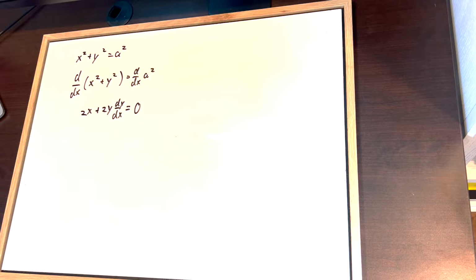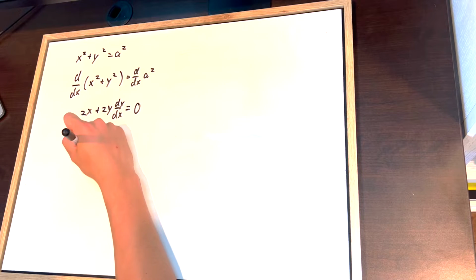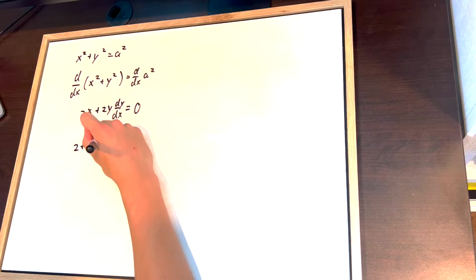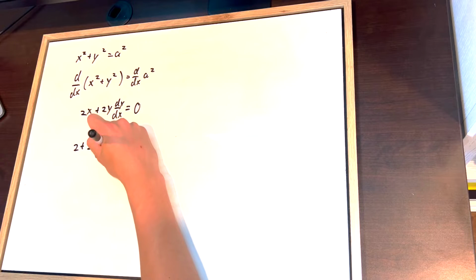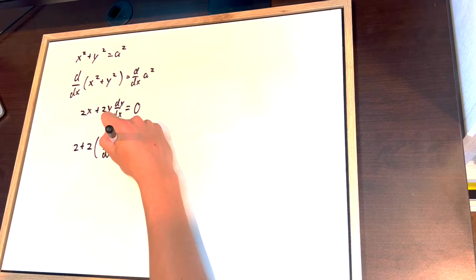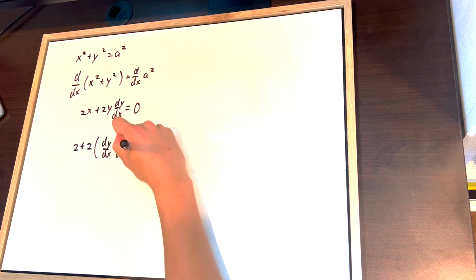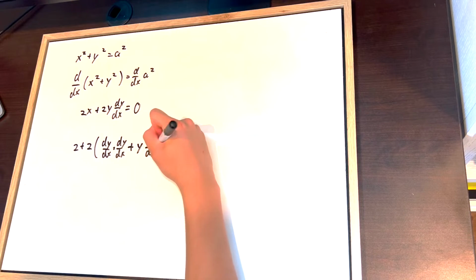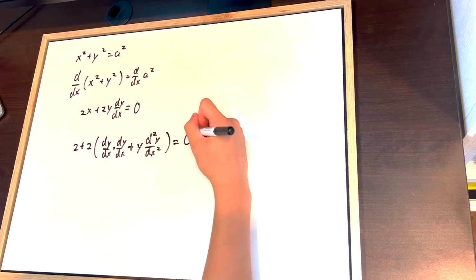To find the second derivative, we can implicit differentiate again on both sides. The derivative of 2x becomes just 2, and we have to use the product rule to differentiate 2y dy dx. So first, we can take out the 2. Next, we have to differentiate the left side first. So we get dy dx times dy dx. Then we differentiate the right side, plus y d squared y over dx squared. This is because the derivative of the first derivative is the second derivative, and all of that is equal to 0.